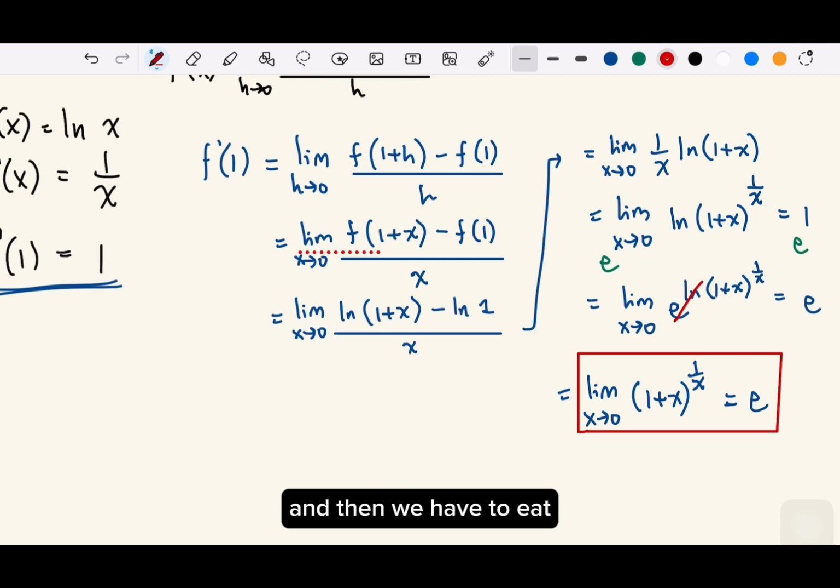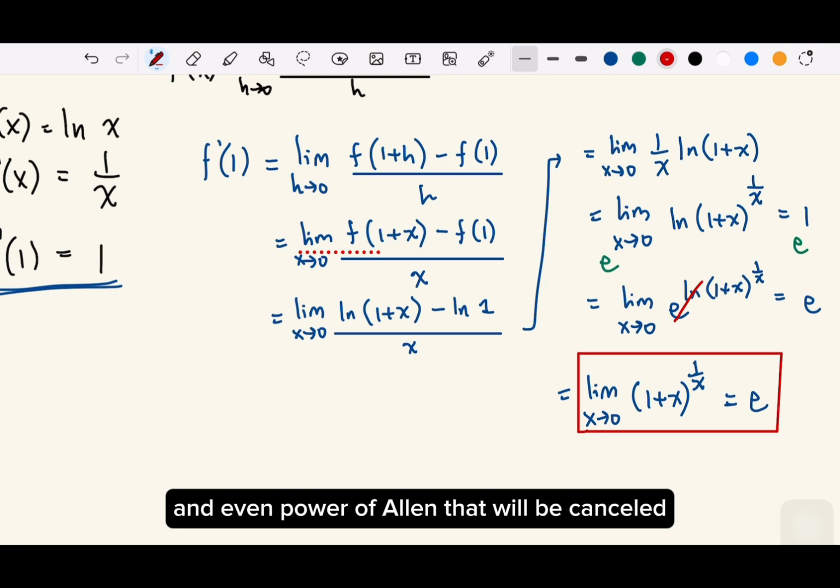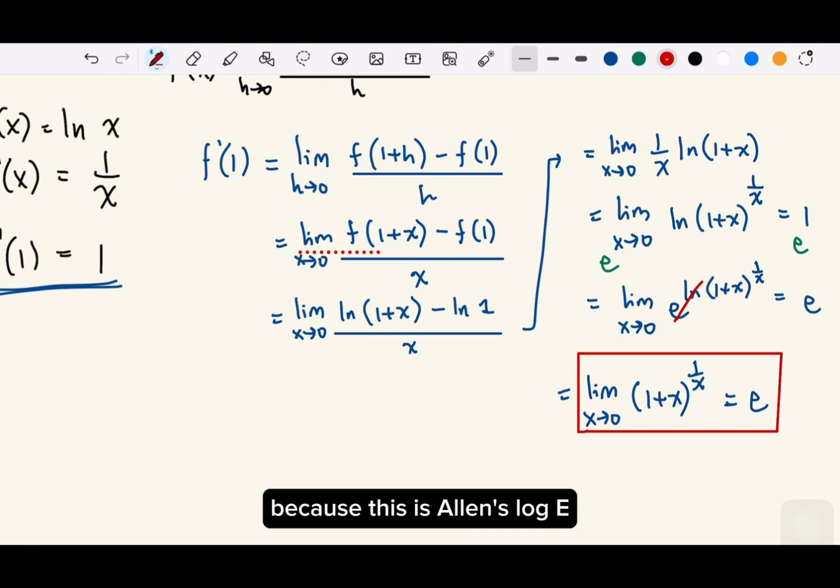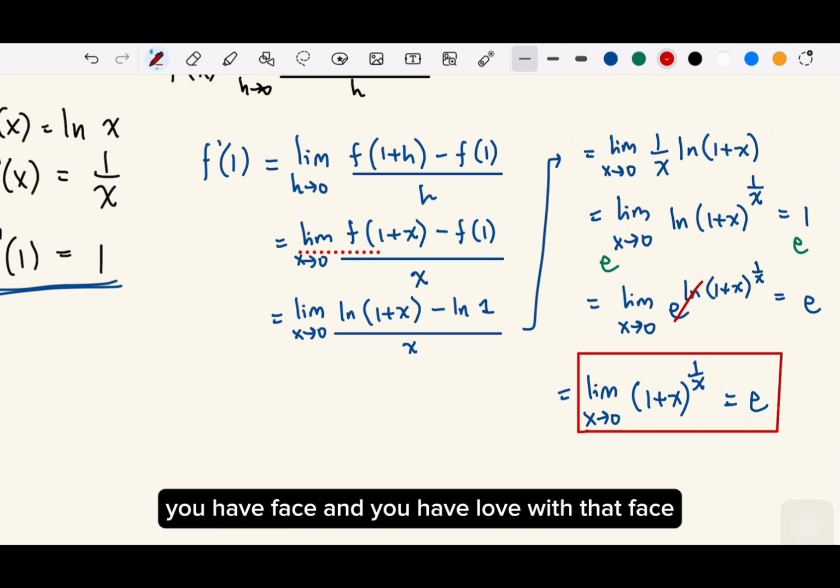And then we have the e, oh, it's going to be e. And e with power of ln, that will be cancelled. Basically we say that it's cancelled because this ln is log base e. Okay? You have a base, and you have a log with that base. Basically, you are cancelling the log and the e.